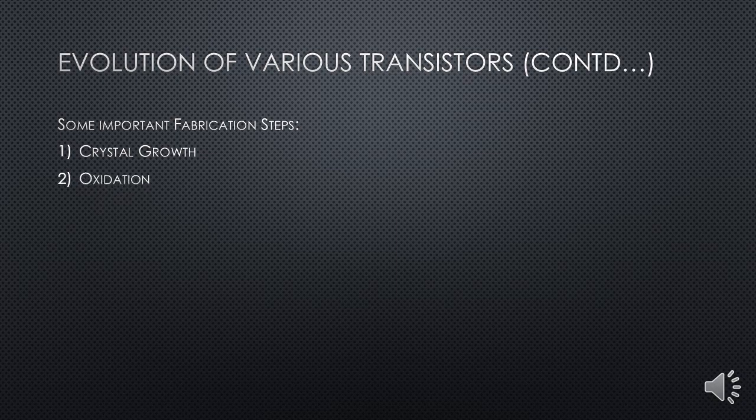So next is the oxidation. The oxide layer will be used multiple times during the fabrication process, because it has some good properties: it is good as an insulator, it has good insulating properties, good dielectric properties, and good mask properties. I'll explain what I mean by all of these. Next is photolithography. Photolithography is like passing the UV light and etching the unwanted area. So this is photolithography.